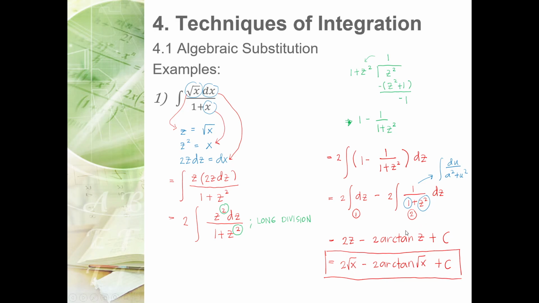So any questions for example number 1? Hello? Okay, so there's no question. So it's simple, right? So let's try another problem.